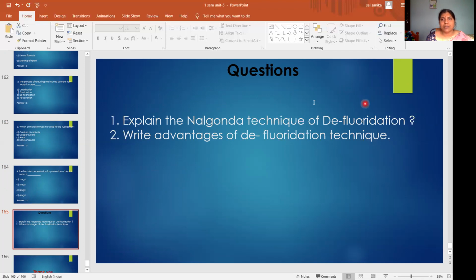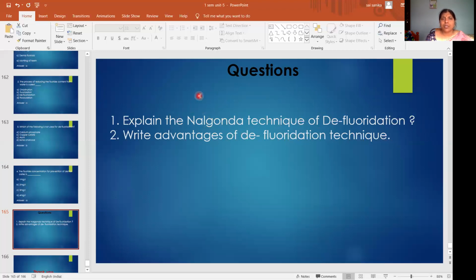Nalgonda technique. Explain Nalgonda technique for 3 marks. They can ask for 3 marks or they can ask for 5 marks. So if it is 3 marks, you make it short. Simply you write down who introduced this, where it was introduced, why the defluoridation technique got this name, and what chemicals we are adding.